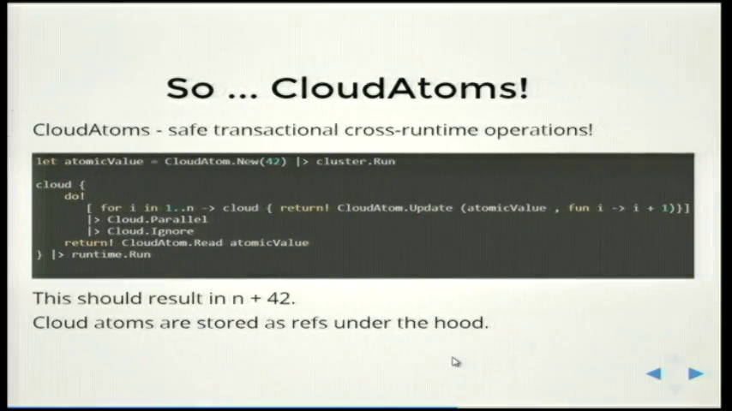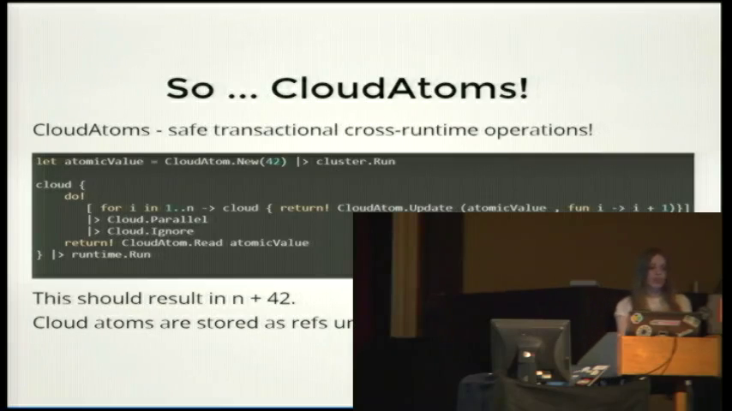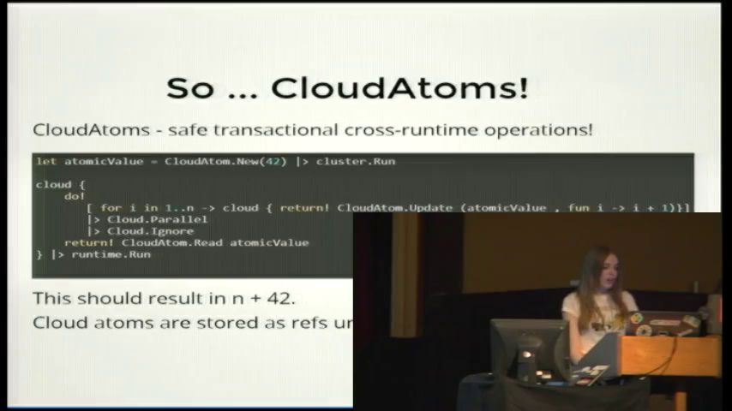That's why there are cloud items. Cloud items are the way to perform safe and transactional cross-runtime operations. So if we rewrite our sample to use cloud items, we will run cloud item update to perform incrementation and run it in parallel in our cluster. It will work correctly. Cloud items are implemented as refs under the hood, and they use interlocked compare exchange to update the value.